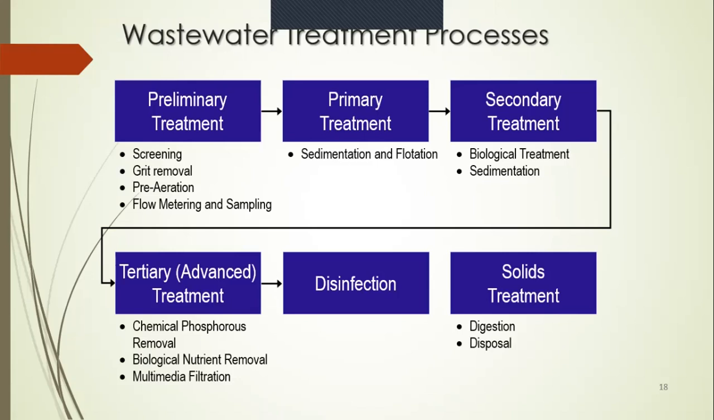During the preliminary treatment, we mainly focus on physical treatment options, which includes screening, grit removal, pre-aeration, and flow metering and sampling. We need to understand we may or we may not see all the components in a typical preliminary treatment. Depending on the situation, we can optimize these steps.